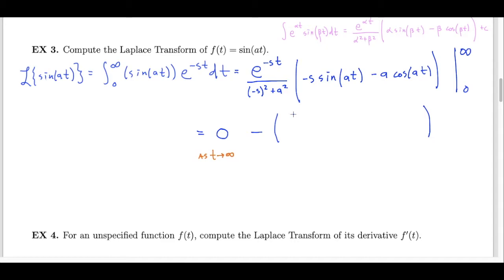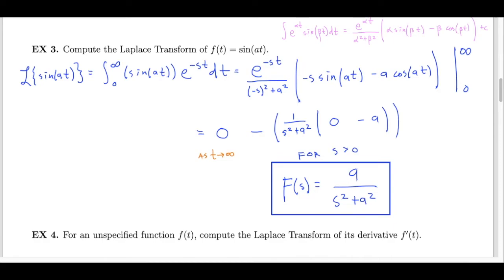So I'll have 1 over s squared plus a squared. And then in the parentheses here, this is s times sine of, so this will become sine of 0, which is of course 0. And then I'll have negative a cosine of 0, and cosine of 0 is 1. So this will become 0 minus a. Guess I didn't need that much room in my parentheses. So simplifying, this a will just become a coefficient here, and then this negative and that negative. So my final answer will be, so long as s is positive, I'll get a Laplace transform of a over s squared plus a squared.